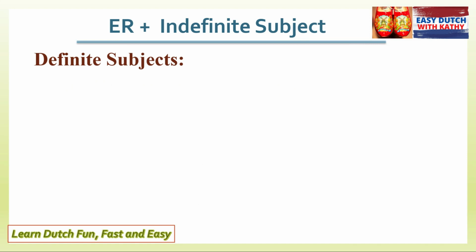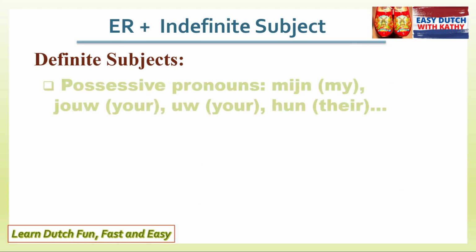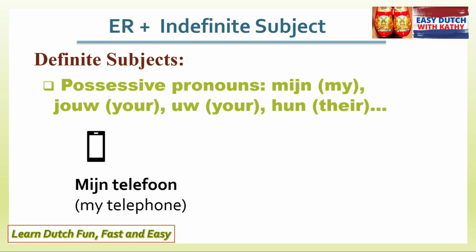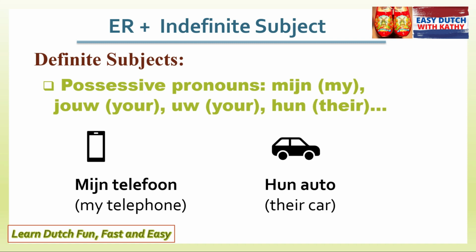Definite subjects are also subjects with possessive pronouns like mijn, jou, u, hun, etc. For example, mijn telefoon, which means my telephone. Hun auto, which means their car.